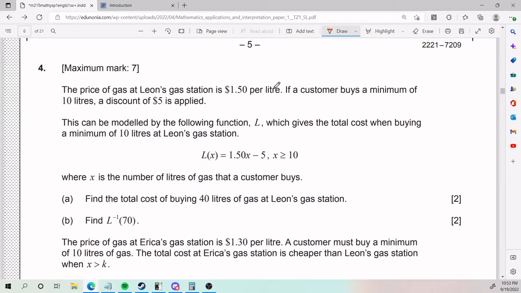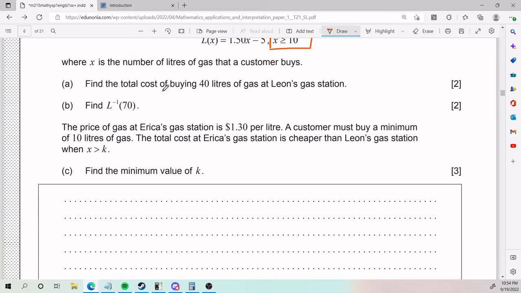Cool. Number four. The price of gas at Leon's gas station is $1.50 per liter. If a customer buys a minimum of 10 liters, a discount of $5 is applied. This can be modeled by the following function, which gives the total cost when buying a minimum of 10 liters at Leon's gas station. That's why x has to be greater than or equal to 10, because that is the 10 liters that the people are buying. Cool? x is the number of liters of gas that the customer buys, of course.